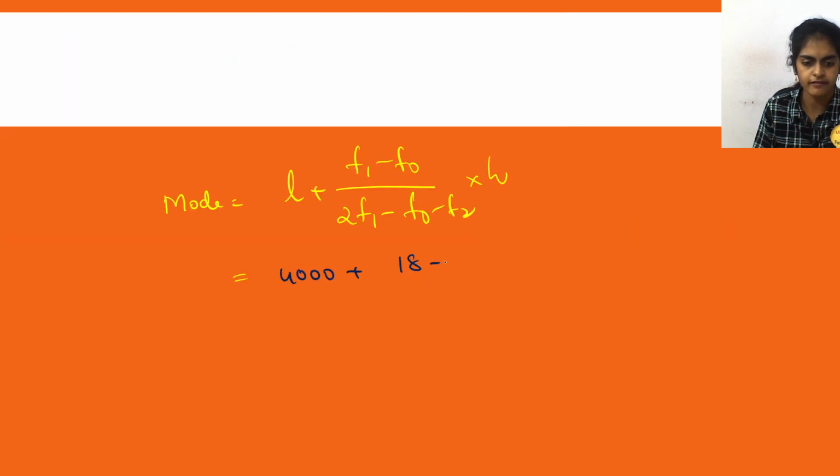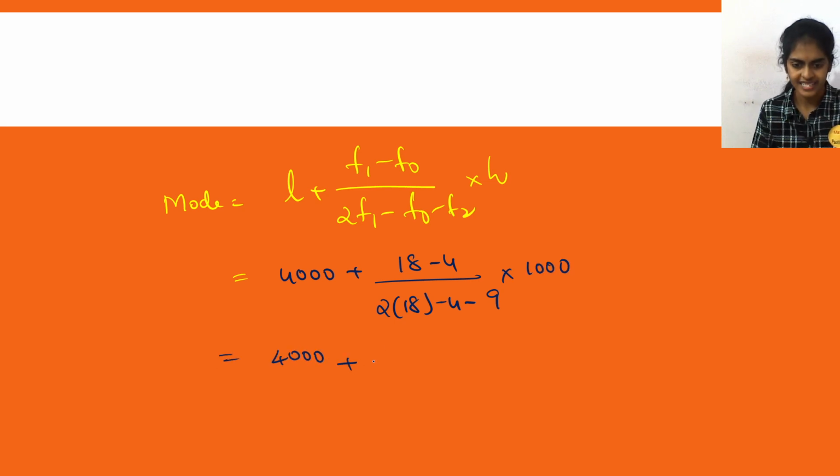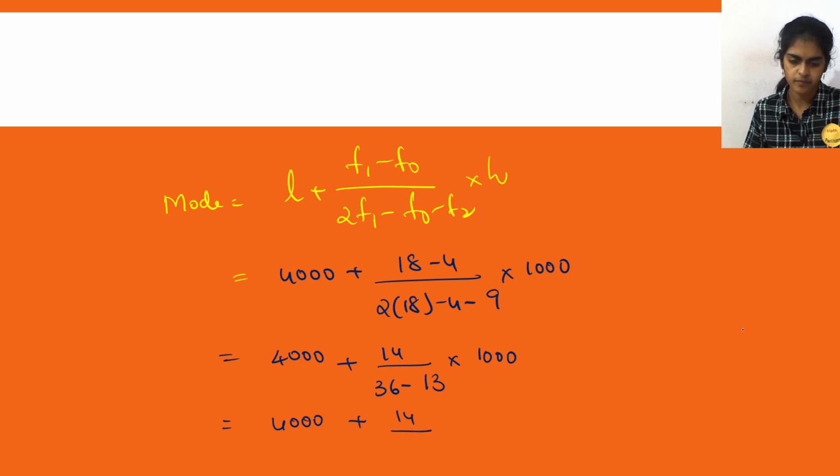F1 is 18 minus F0 is 4, divided by 2 times 18 minus 4 minus F2 is 9, multiplied by H is 1,000. That is equals to 4,000 plus 18 minus 4, 14, divided by 36 minus 13. 4 minus 4 minus 9 is minus 13. Okay, and multiplied by 1,000. Right. So let's proceed now. That is equals to 4,000 plus 14 divided by how much is 36 minus 13? You have 23, 23 multiplied by 1,000.